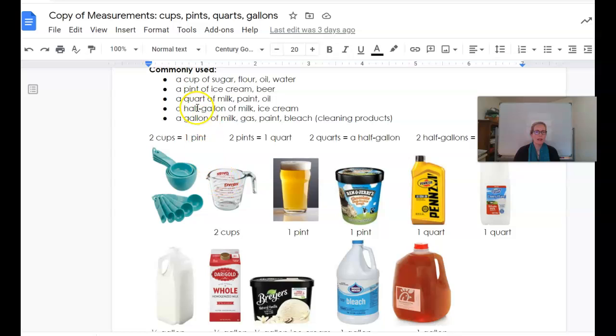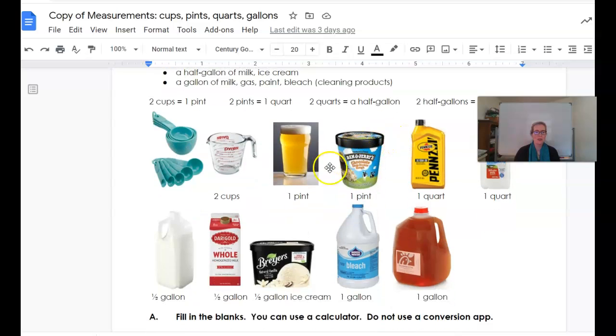Then we talk about a half gallon. So you have 2 quarts in a half gallon. 2 cups in 1 pint. 2 pints in 1 quart. 2 quarts in a half gallon. So here's a half gallon of milk, a little bit bigger. Sometimes it looks like this. Or a half gallon of ice cream is the bigger container.